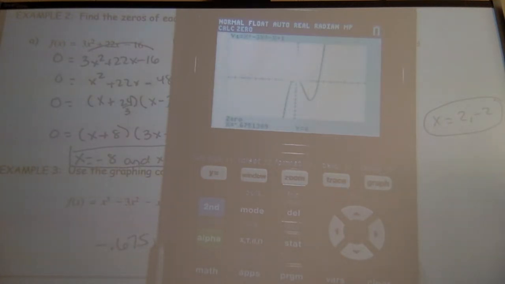Now we're gonna do that for the next one. I don't know what happened. I had it right and then it just went the wrong way. I have no idea. All right. So hit second calculate.